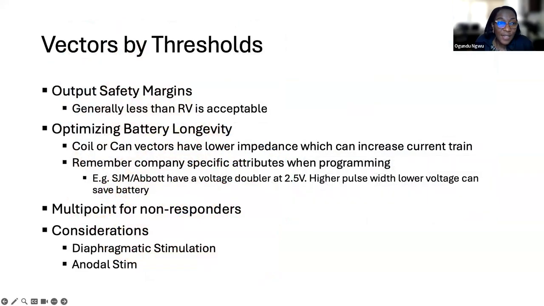Okay, next slide. So what we are trying to do is not only to get a good threshold, so we're dealing with multiple things. We're trying to get a good threshold because that would help us to maximize longevity, because unlike regular ICDs, where you don't do any pacing, for our CRT devices, you really want to be pacing every single heartbeat, over 95%, as much as you can. So you are trying to maximize threshold and battery longevity. Also, we do have options for pacing from multiple sites for patients who are not responding. And the other consideration is diaphragmatic stimulation and anodal stimulation. So these are all things that we have to deal with at the time of implant. Next slide.